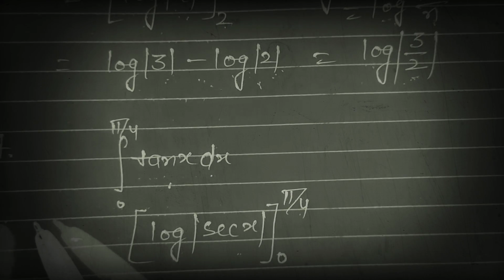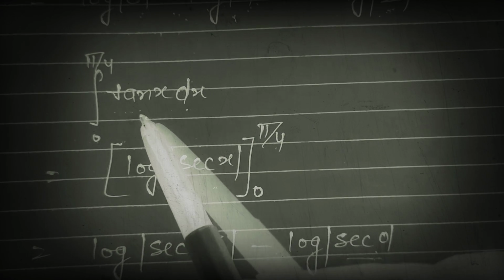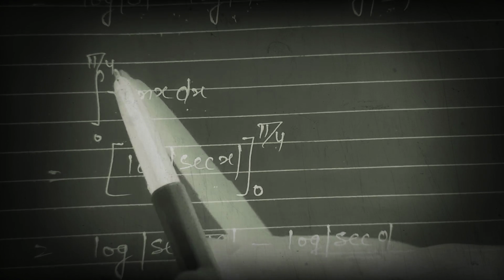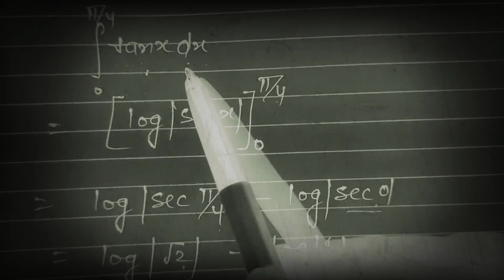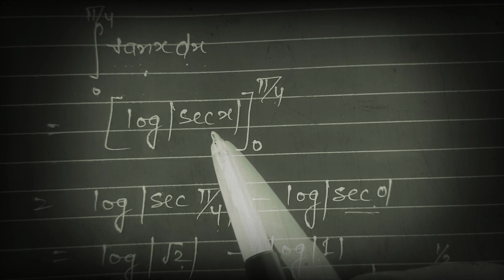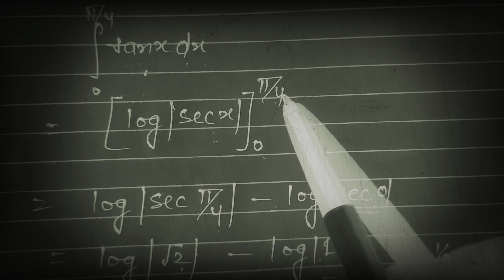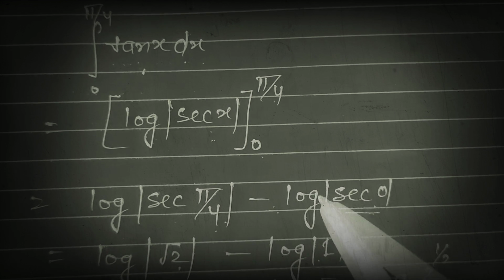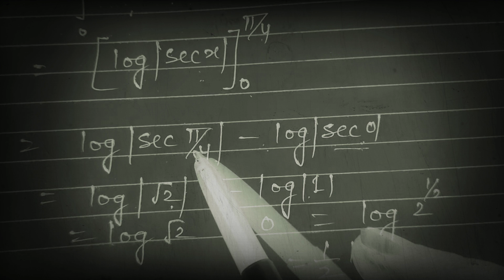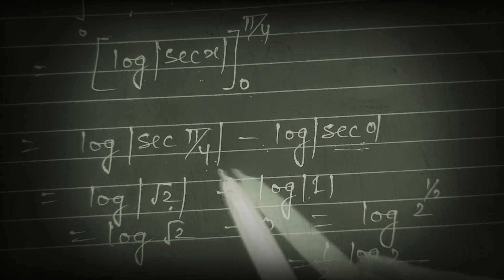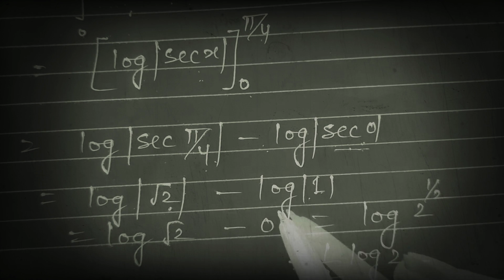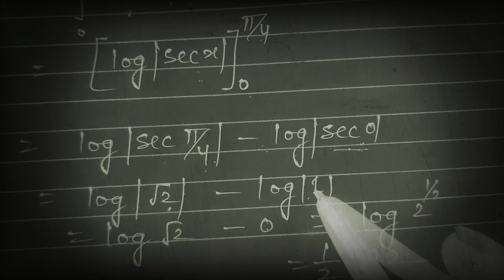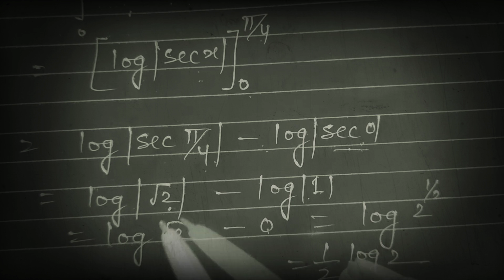Now come to the next question, the 7th question I am taking. It is tangent x. Integration of tangent x, and the limit is 0 to pi by 4. What is the integration of tangent x? Log of secant x, and the limit is 0 to pi by 4. So it is log of secant pi by 4 minus log secant 0. Secant pi by 4 is root 2 and secant 0 is 1. And we know that the value of log 1 is 0. So it is log of root 2.